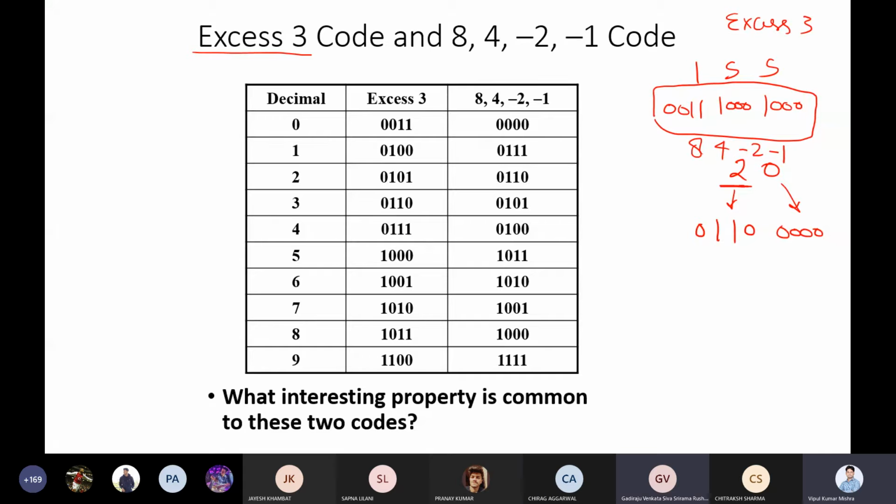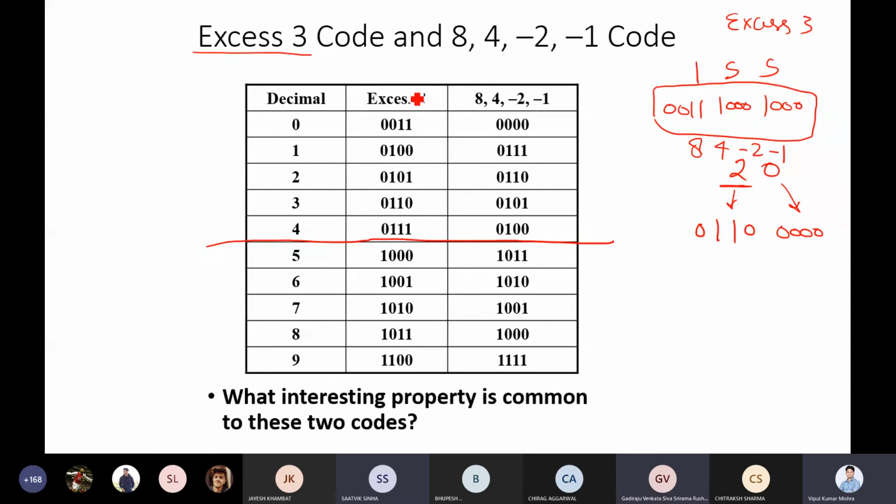Some interesting property that you can see here. Yes, 0 is 0 0 1 1, the inverse of each other. Meaning 0 is 1 and 1 is 0. It is forming the 1's complement: 1 and 8, 2 and 7, 3 and 6, 4 and 5. Exactly. In XS3, 0 is represented like 3, 1 is represented like 4, and so on.